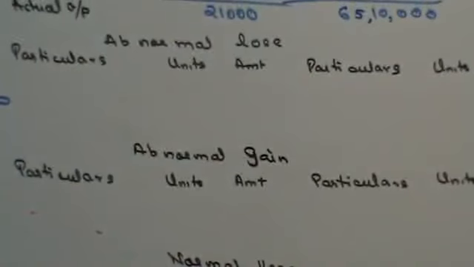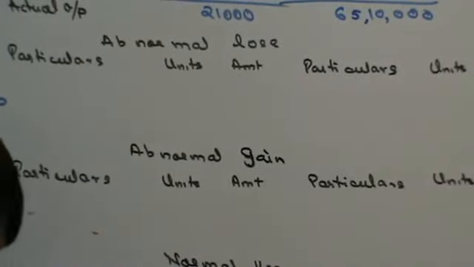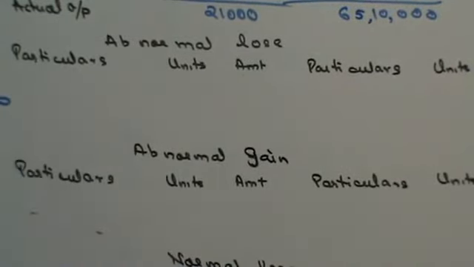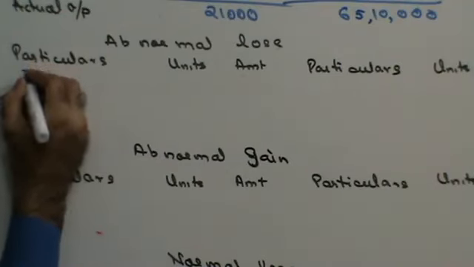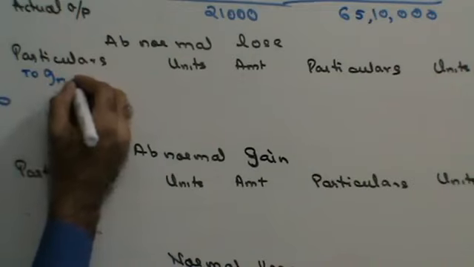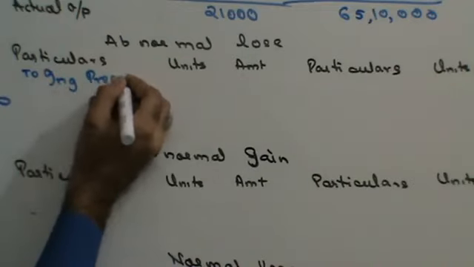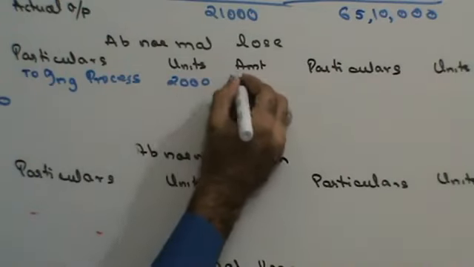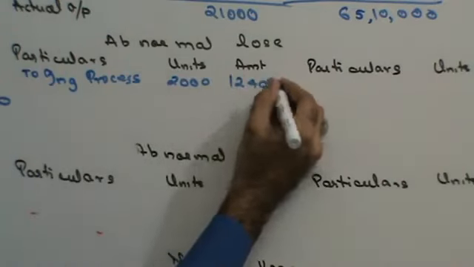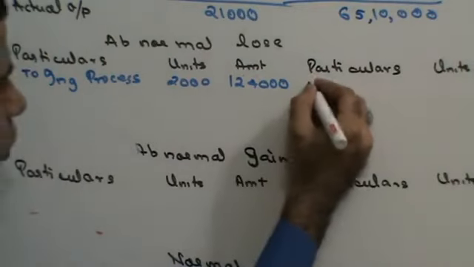Now let's get to abnormal loss account. Abnormal loss. Where did we have abnormal loss? We had abnormal loss in ingestion process. Ingestion process had abnormal loss. So this will be to ingestion process, 2,000 units, 1,24,000. Right? How do you tally this?